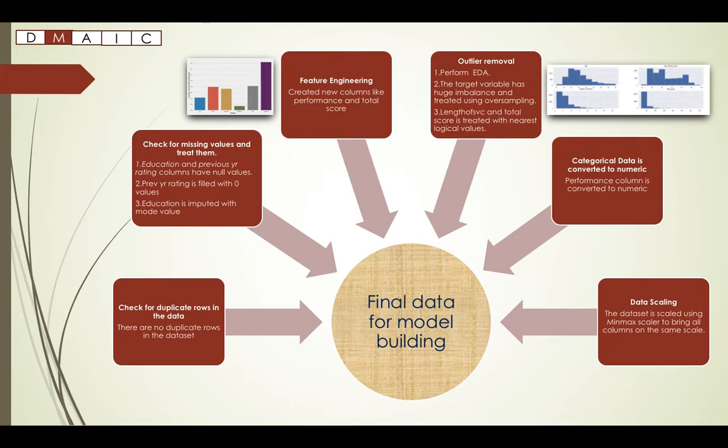The function RandomOverSampler from the imblearn.over_sampling module is used. Undersampling would have caused a lot of data loss. Length of service and total score columns have outliers too, and they are treated with the most logical values.